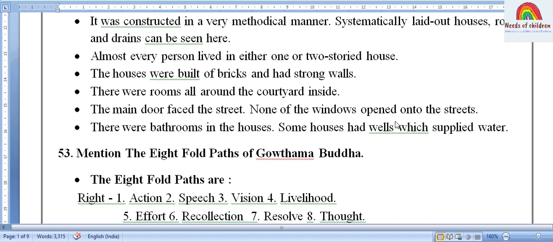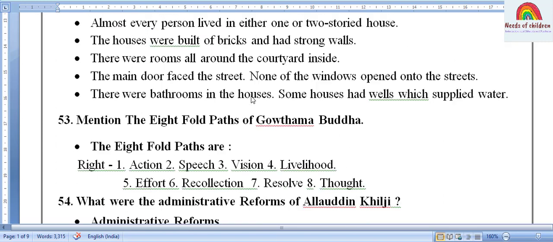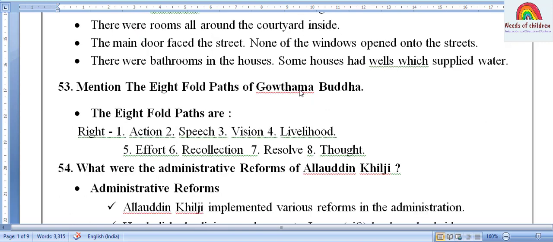None of the windows opened onto the streets. There were bathrooms in the houses. Some houses had wells which supplied water. So these are the points for the answer to the question. So let's move on to next question, dear friends. So here is the question.